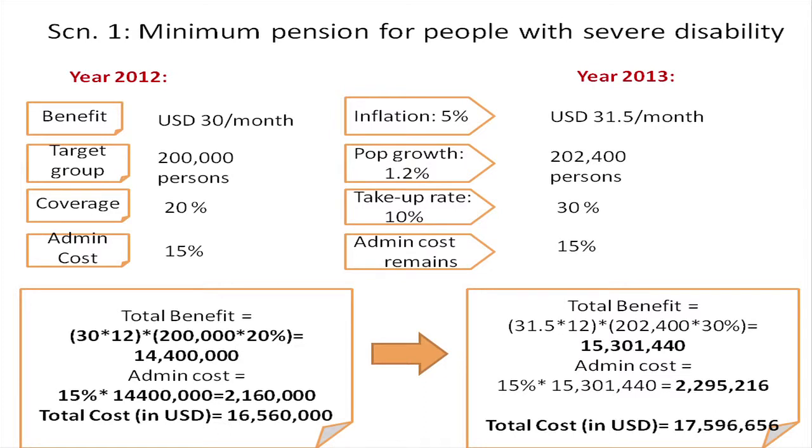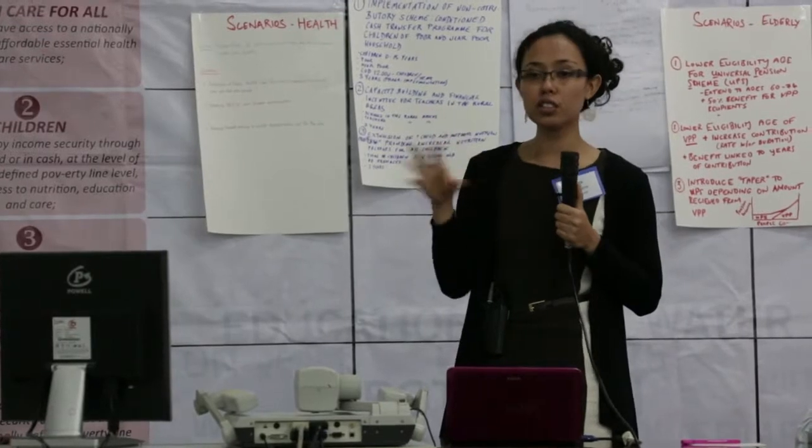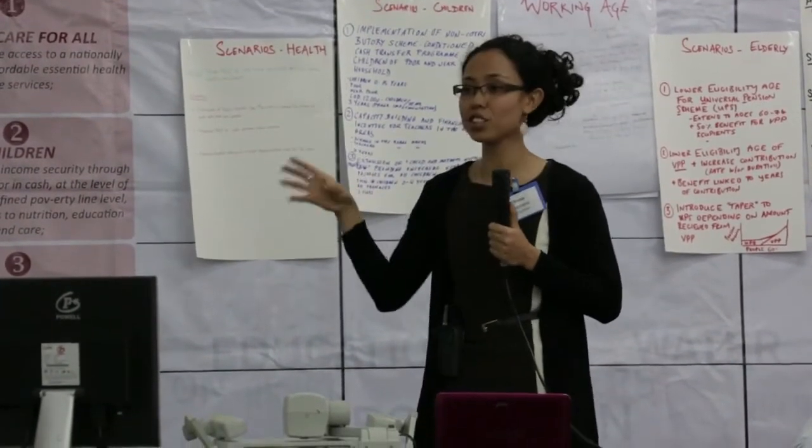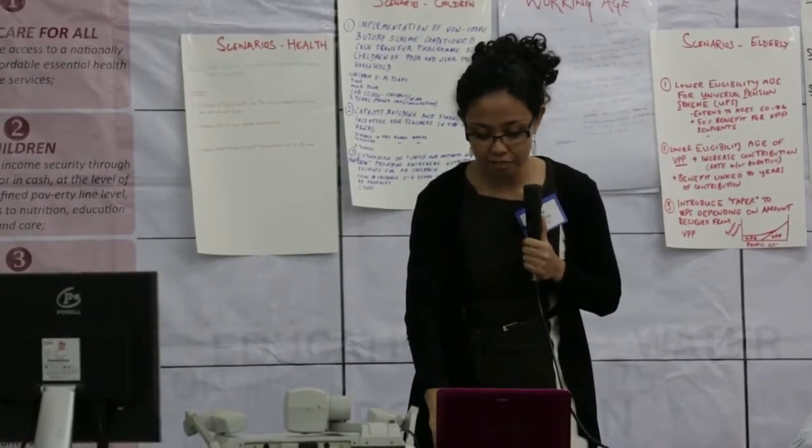Basically, the amount of benefit multiplied by 12 in a year, multiplied by the coverage and the population targeted. Then you have the total plus the admin cost, 15% times the total. Sorry, this is 15% times the 400,000. But you don't need to pay attention to the number. Basically, you have the total cost.